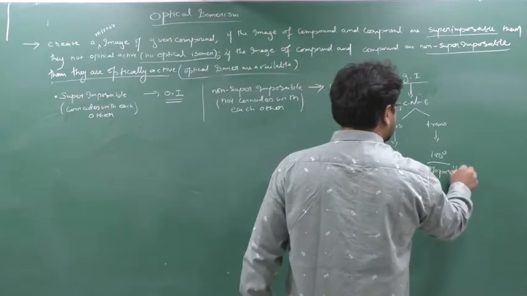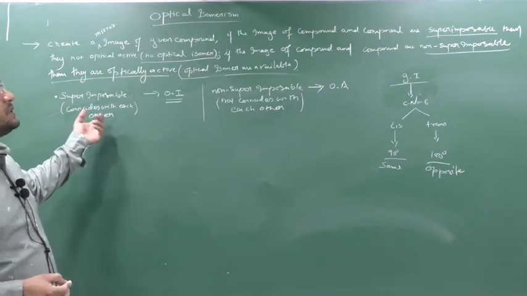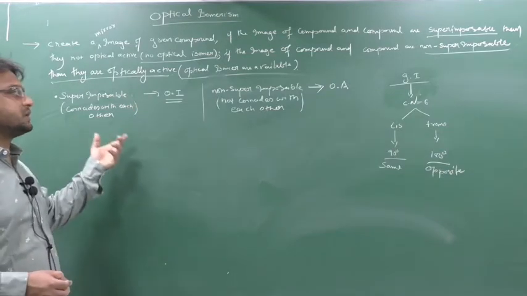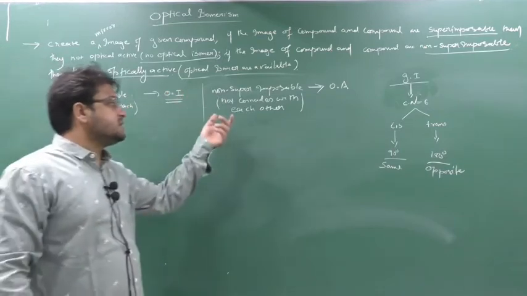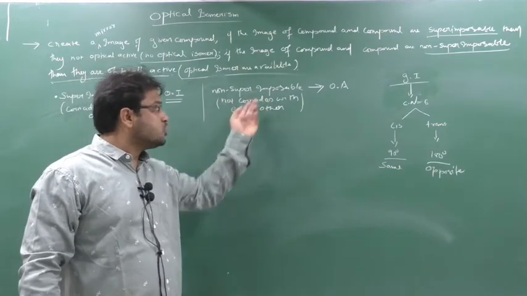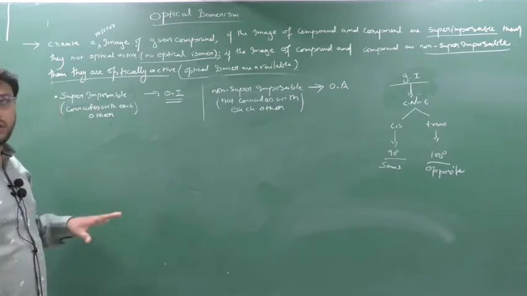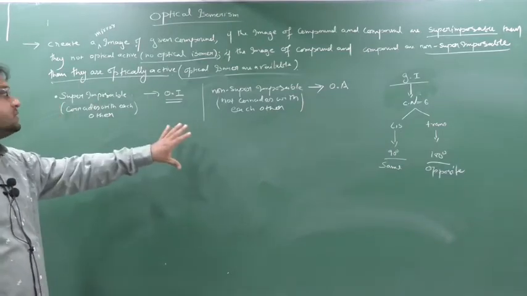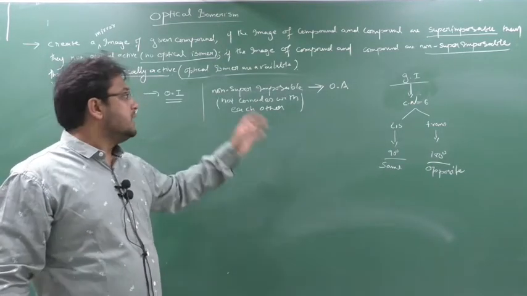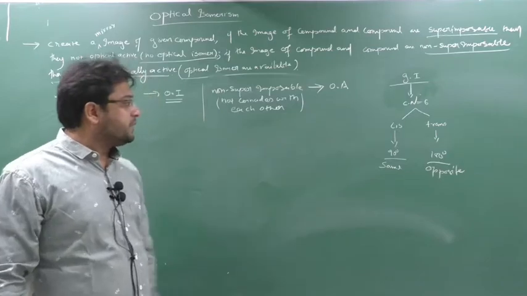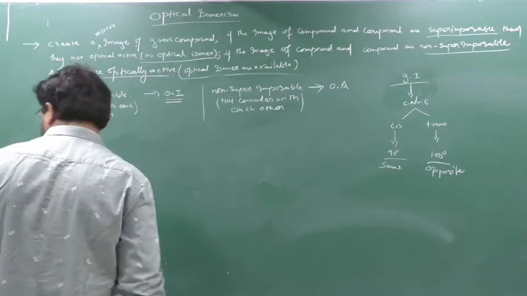So you just have to check whether cis is optically active or trans. If the cis structure's image is superimposable, it is optically inactive. If the cis structure's image is non-superimposable, they are optically active. If you take the trans compound and its image is superimposable, optically inactive. If they are non-superimposable, then optically active. When optically active, optical isomers are available. Clear this part? Take a screenshot.